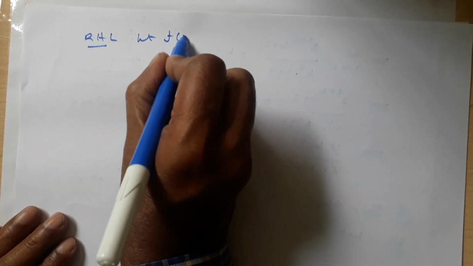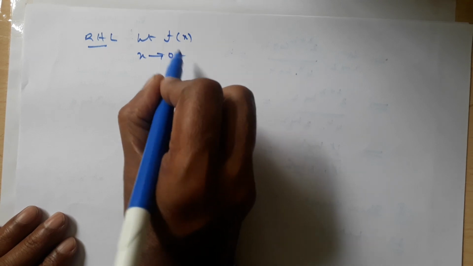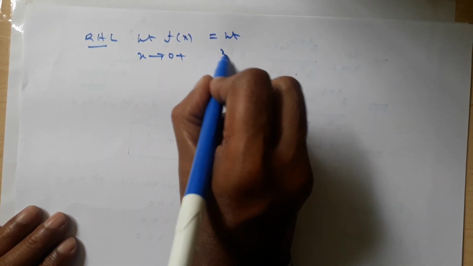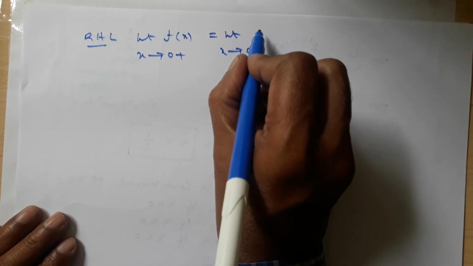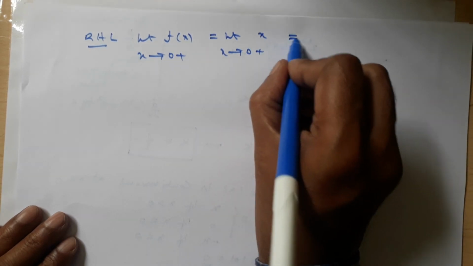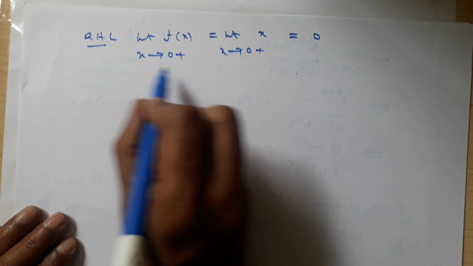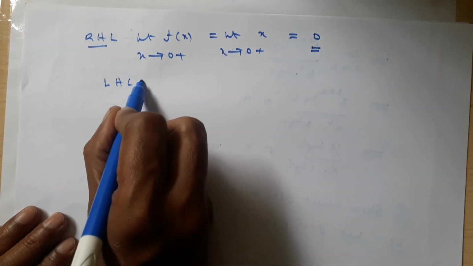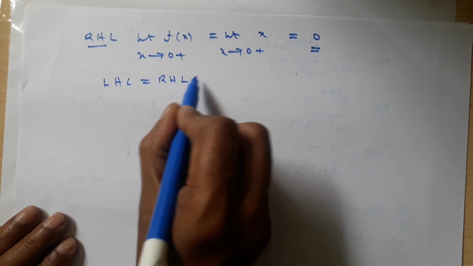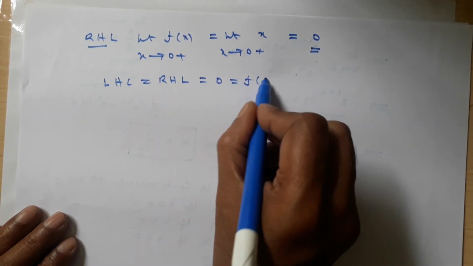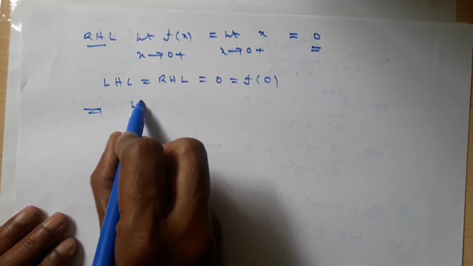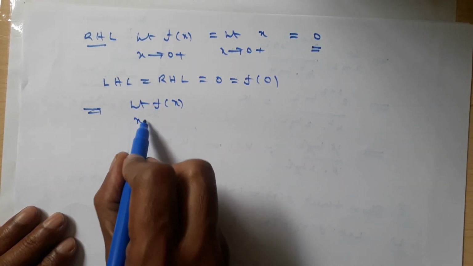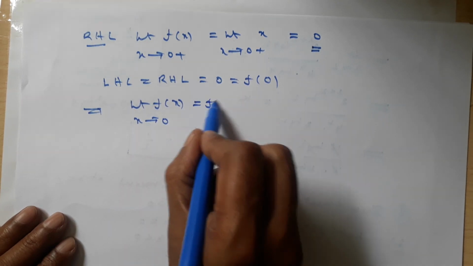Right, RHL. Limit f of x as x tends to 0 plus is equal to limit x tends to 0 plus. For x greater than 0, the modulus function is x itself. Substitution method is equal to 0. So this is 0. So LHL is equal to RHL, equal to 0, is equal to f of 0. This implies limit f of x as x tends to 0 exists, and that is equal to f of 0.